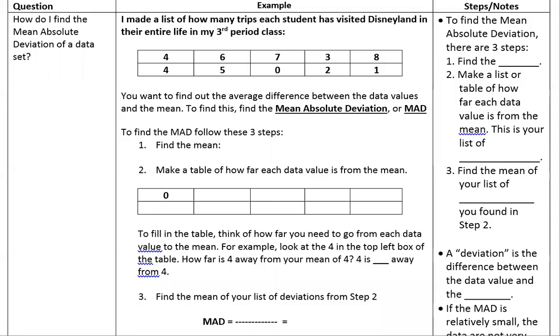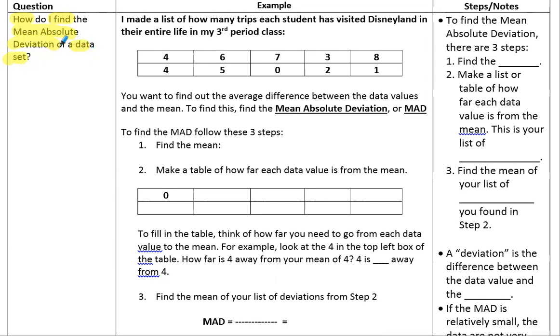All right, this is part 2, 9.5, mean absolute deviation, or the MAD, which describes your parents when you don't do your work. How do I find the mean absolute deviation of a data set?